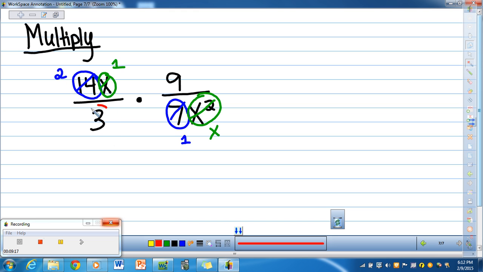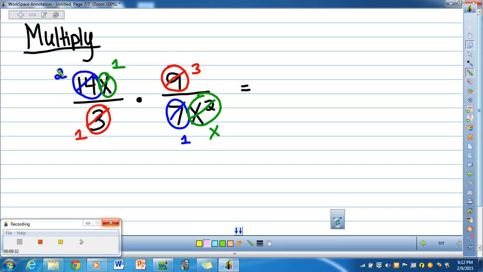And finally, looking at the 9 and the 3, we can divide out a common factor of 3. 3 divided by 3 is 1, and 9 divided by 3 is 3. Now when we multiply across the top, we are multiplying together 2 times 1 times 3, giving us 6. And on the bottom, we are multiplying 1 times 1 times x, which is just x.